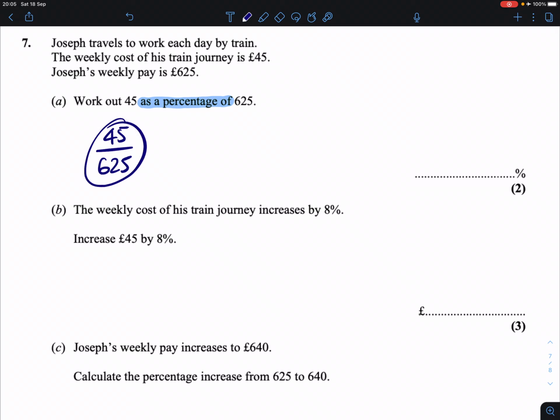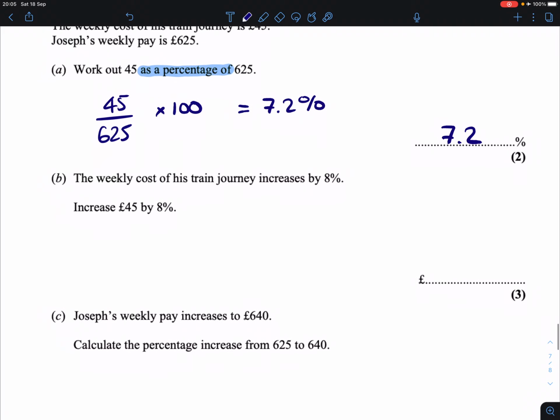If you have a fraction and you want to turn it into a percentage, then you first of all write the fraction and multiply it by 100. If you do that, you will get 7.2%. So 7.2% is 45 as a percentage of 625.